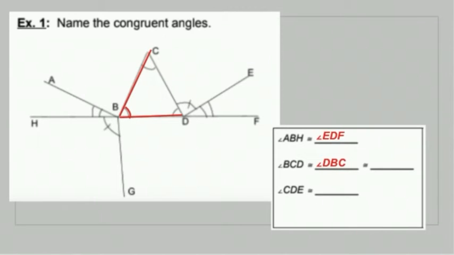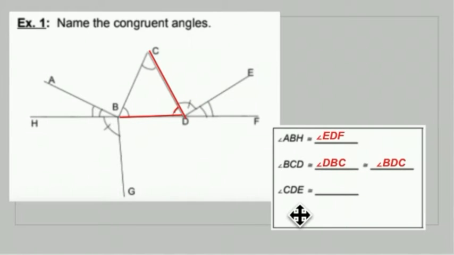Well, that is also congruent to the other angle with one arch, and that is angle CDB, or I could call it angle BDC, just as long as the middle letter is the intersection of the two segments, the vertex.